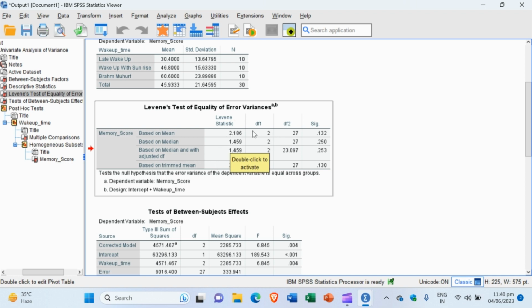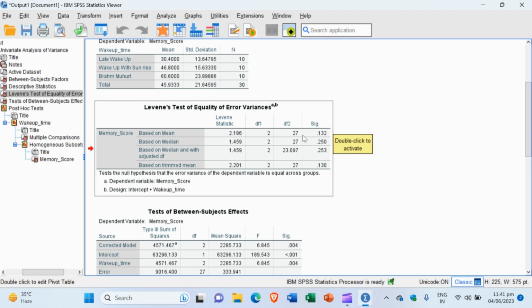For based on the mean we get the value 2.186, and the significance level is 0.132. Since the significance level is 0.13, which is greater than 0.05, it means it is not significant. So the null hypothesis for Levene's test is accepted.